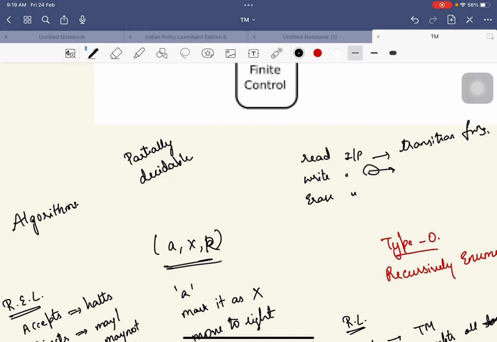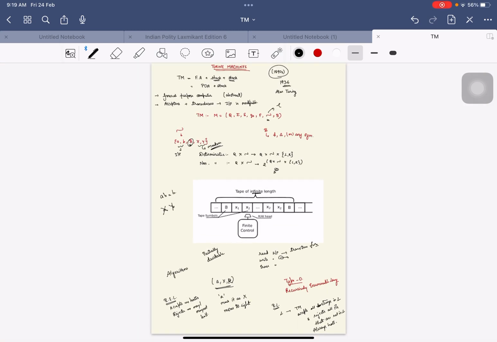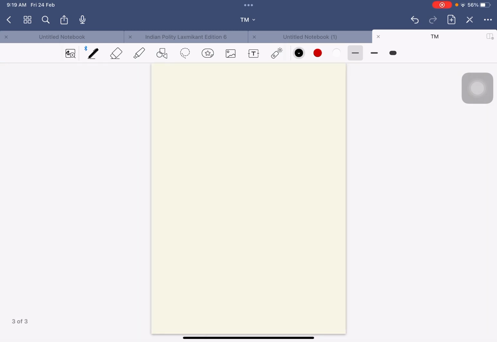And now we'll see some. There's also some theory about the universal Turing machine and the halting problem. We'll see these later after solving a few examples.